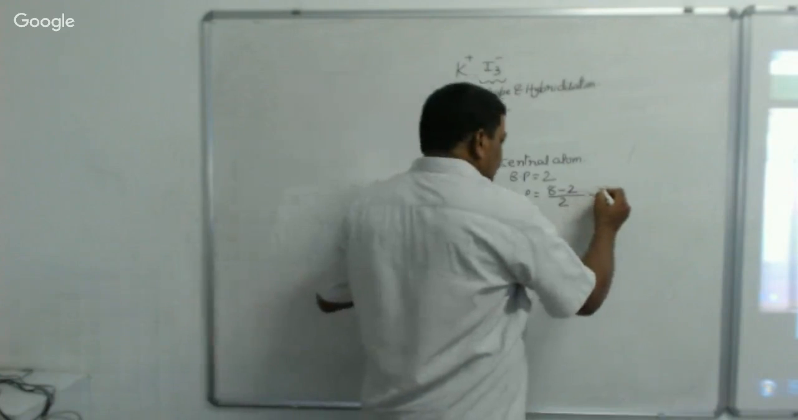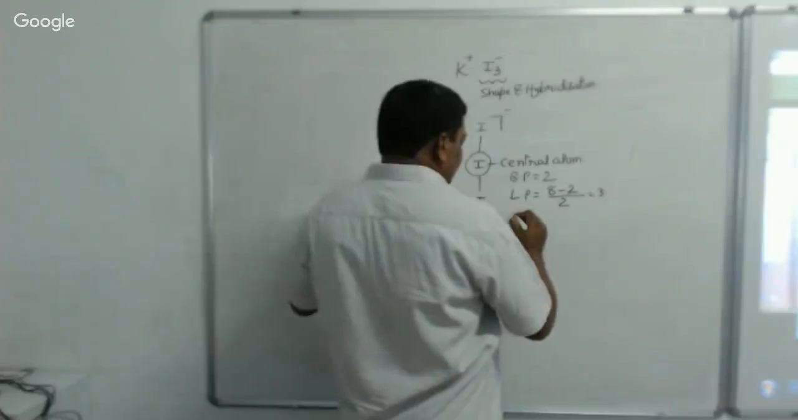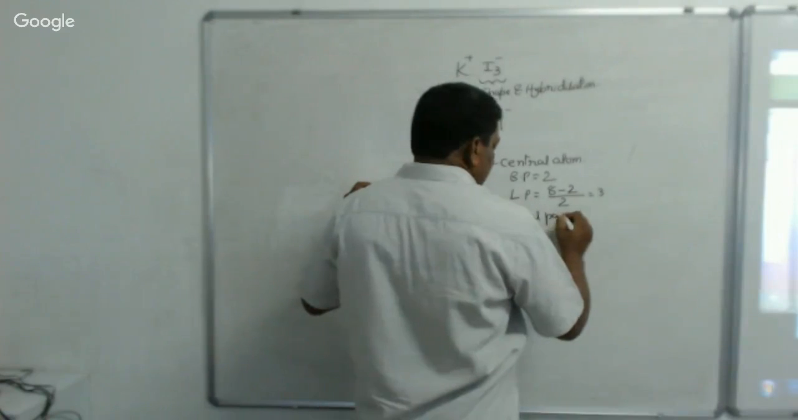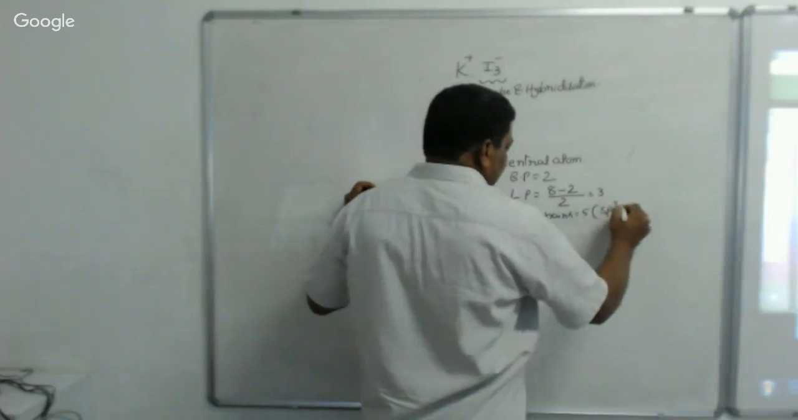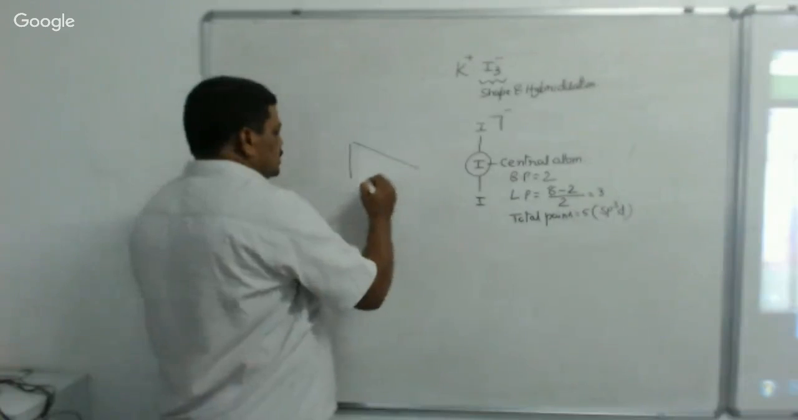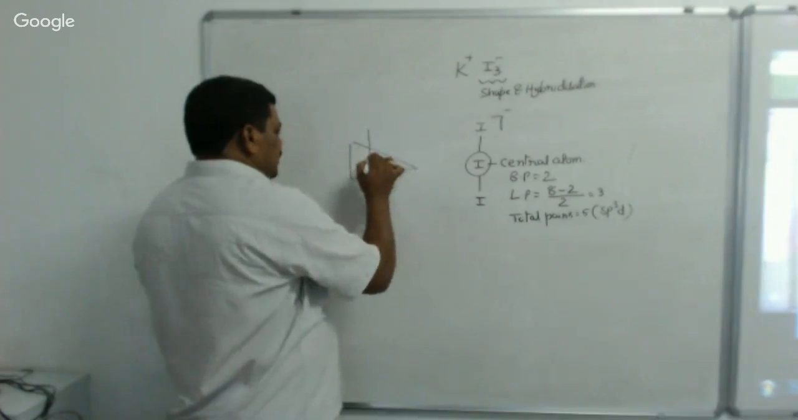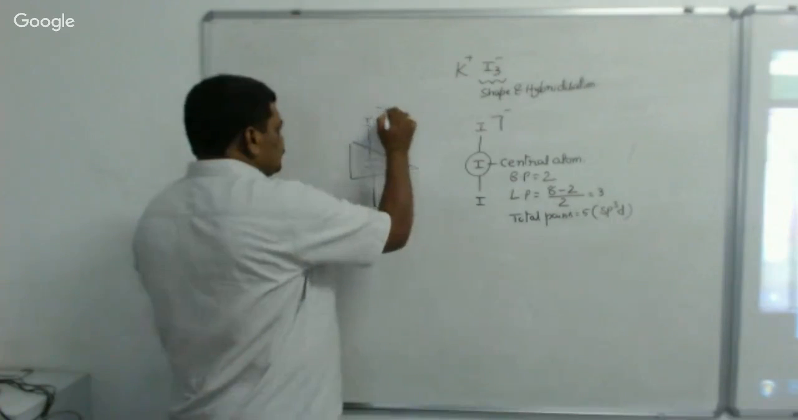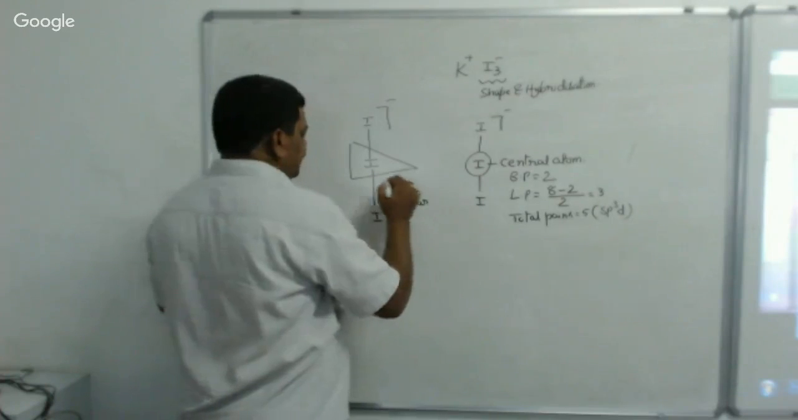So it is 3 lone pairs and 2 bond pairs, so total 5 pairs. Total pairs is equal to 5, which means sp3d hybridization. Though it is sp3d hybridization, it is not trigonal bipyramidal in shape. It is linear. I3 minus is linear in shape.